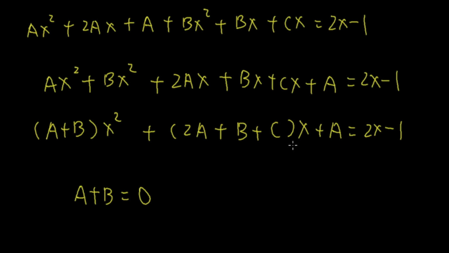Okay, here, so that's the x term here, right, with the coefficient here. And we have an x term here with the coefficient 2. That means this is equal to 2. So we can say that 2A plus B plus C is equal to 2. Now here, this is A, it's a constant.